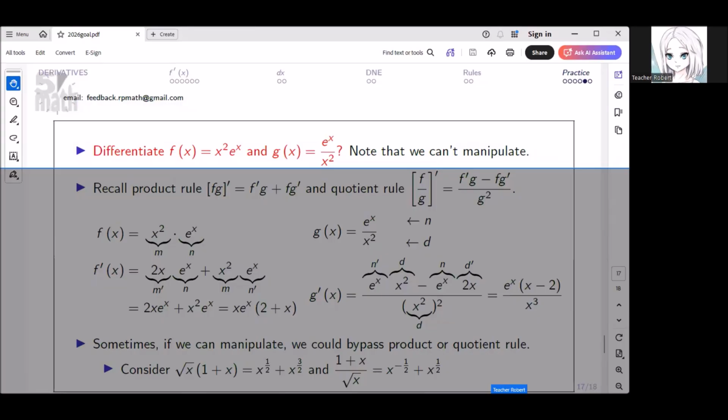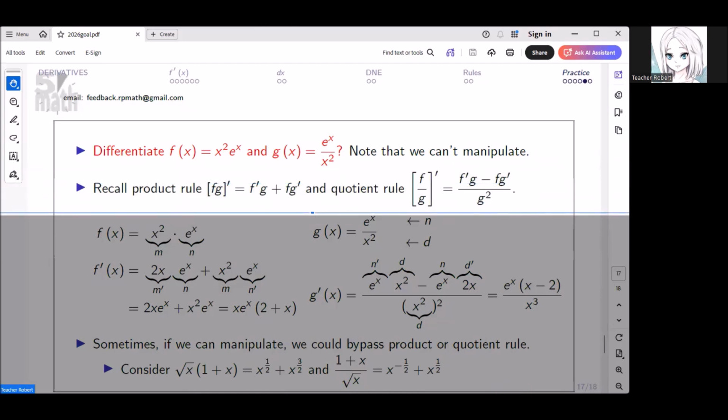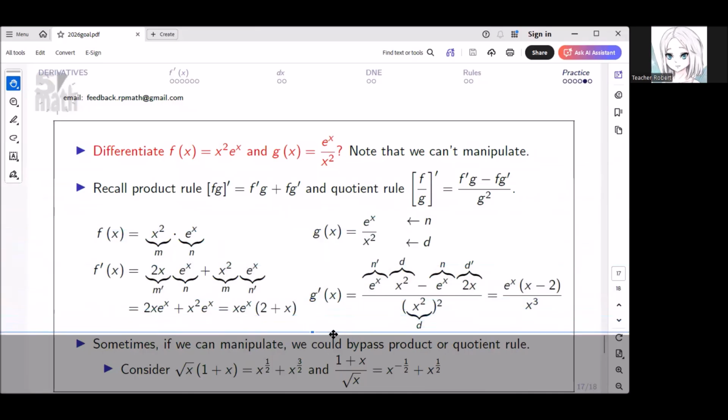Differentiate f(x) = x² e^x, and g(x) = e^x / x². Note that we can't manipulate. Recall product rule: (fg)' = f'g + fg', and quotient rule: (f/g)' = (f'g - fg') / g². We have the following.